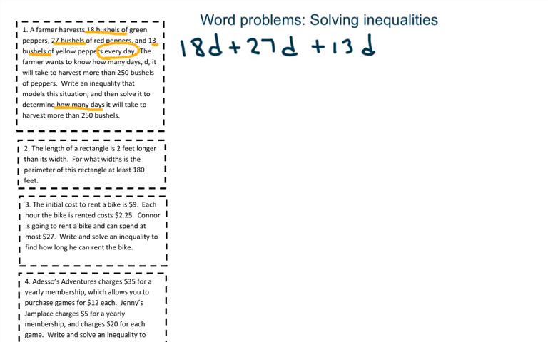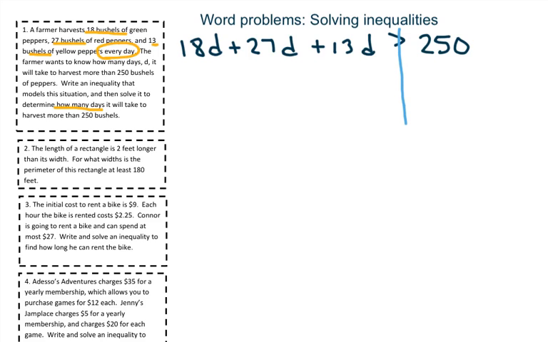So that is an expression for how many bushels each day. And we want to know when that total is going to be more than 250 bushels. So that means greater than 250. So that is the inequality that we set up. Now we have to work on solving it.